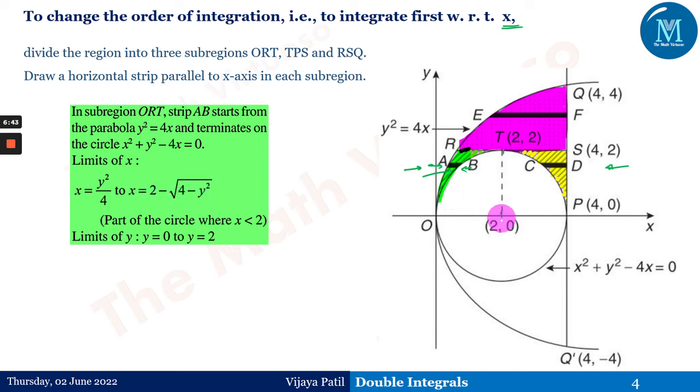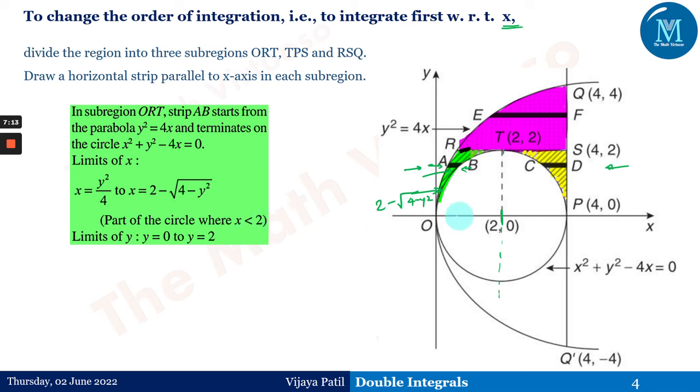Because the center of the circle is 2 comma 0, this particular part is less than 2, and therefore this part of the region of the circle can be written as 2 minus square root of 4 minus y square. So x is moving from the left hand side of the circle to this particular part. This is nothing but 2 minus square root of 4 minus y square, the part of the circle where x is less than 2.